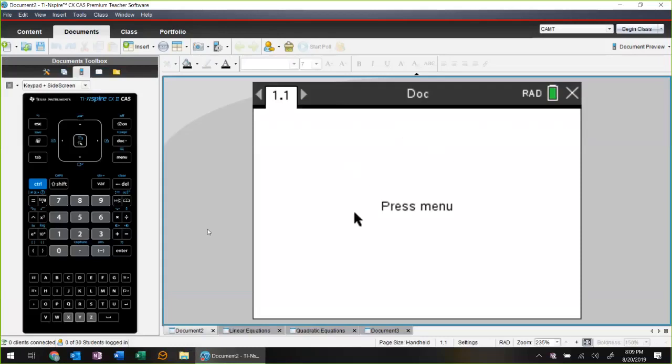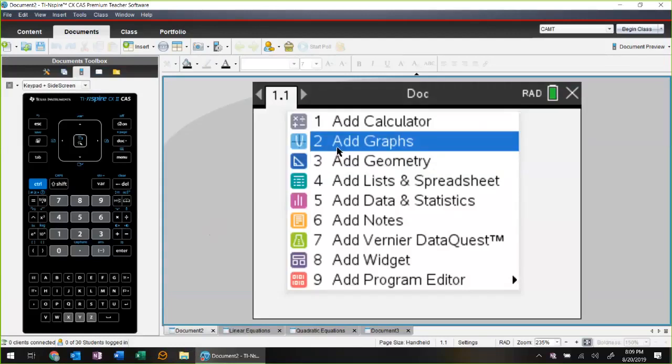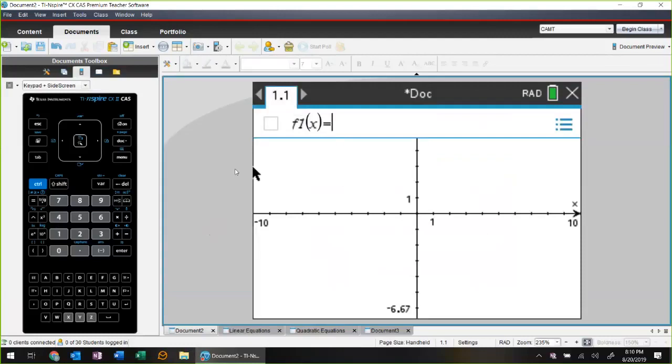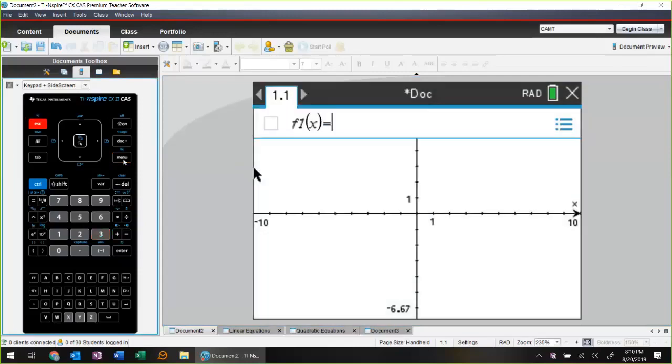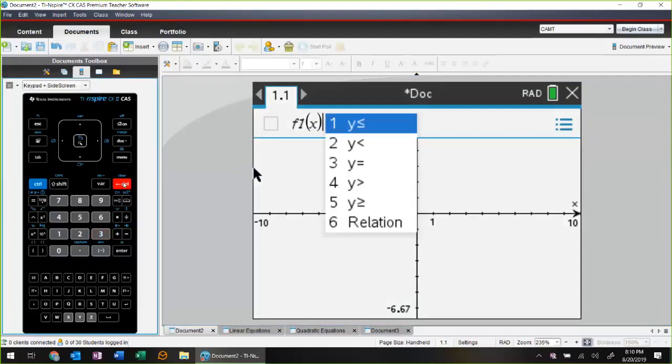So I'm just in a new document on the TI-Nspire, and I am going to add a graphs page, number 2. And instead of entering in my expression in function notation, I'm going to type my equation as a relation. There's various ways to do this. I could use the menu and change graph entry edit by choosing number 3 and choosing relation. But my favorite way to choose the relation is just to go ahead and to delete the equal sign, and I'm given the chance of multiple options, and number 6 is relation.